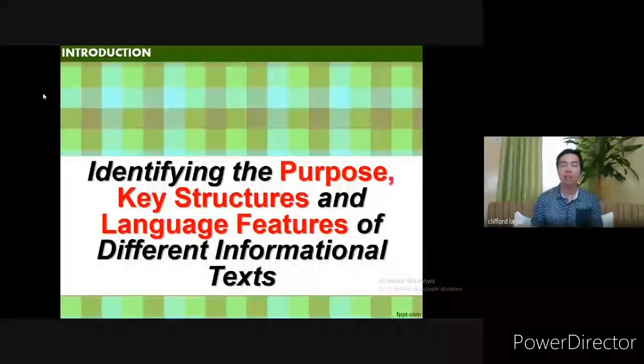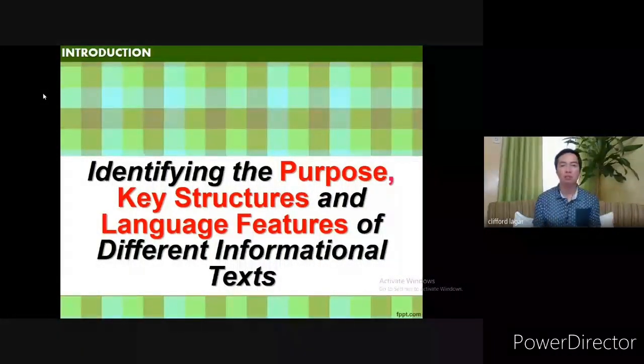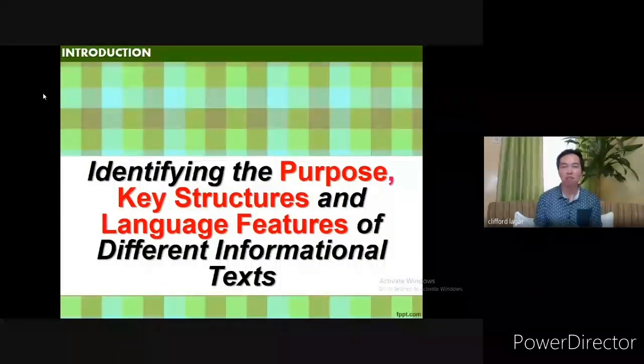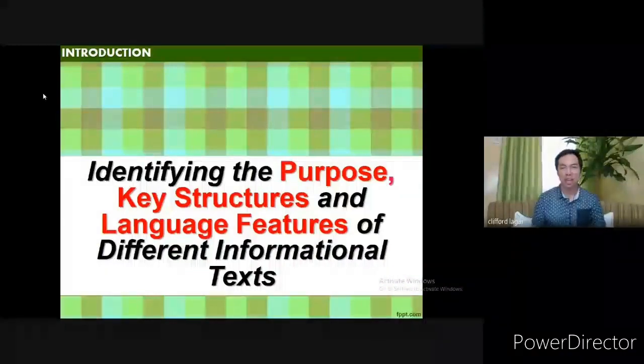And this is our lesson for today. Identifying the purpose, the key structures, and the language features of different informational texts. As you can notice, the three terms are highlighted: purpose, the key structures, the language features, because they will be the focus of our topic for today.